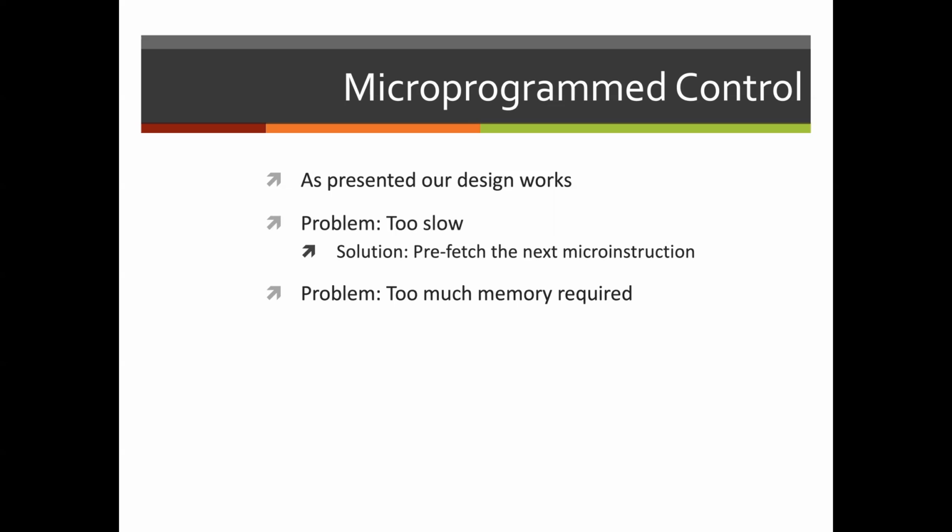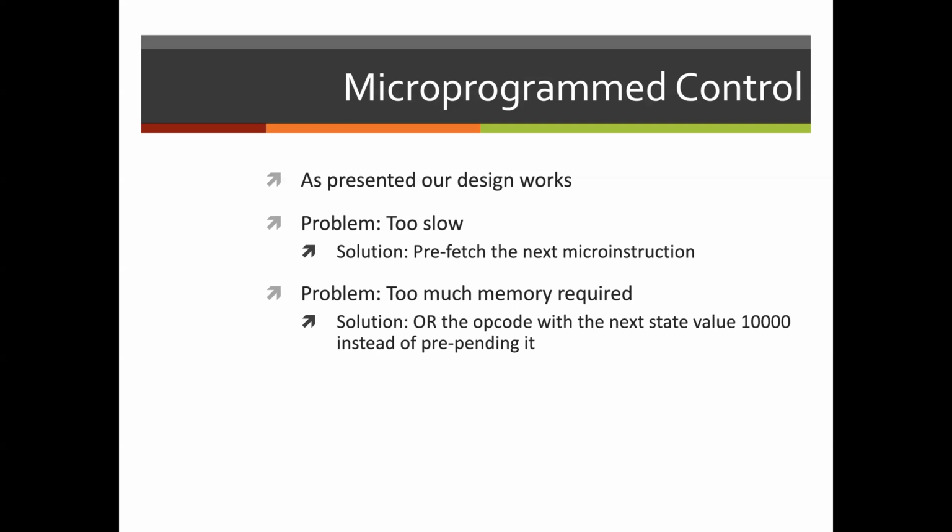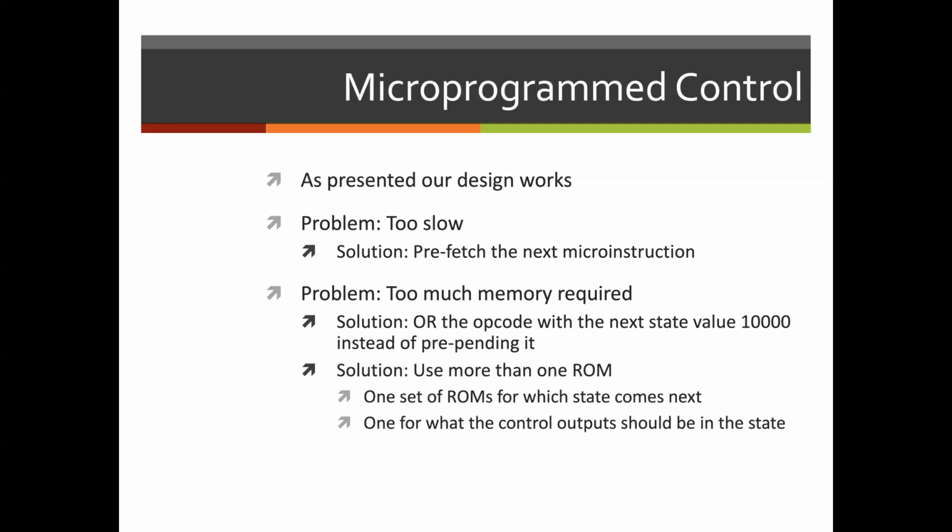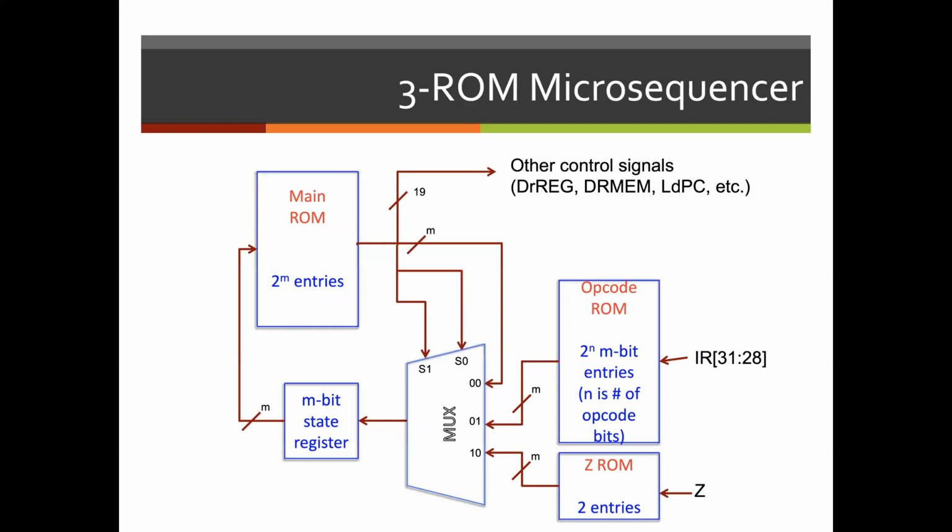There's also problems associated with too much memory being required. This allows for us to OR the opcode with the next state value. And this can be done instead of prepending it. We can use more than one ROM as well. And that one set of ROMs can be used for which the state comes next, and one for what the control output should be in the next state. And so in this example, we have a 3-ROM microprocessor that could be utilized.